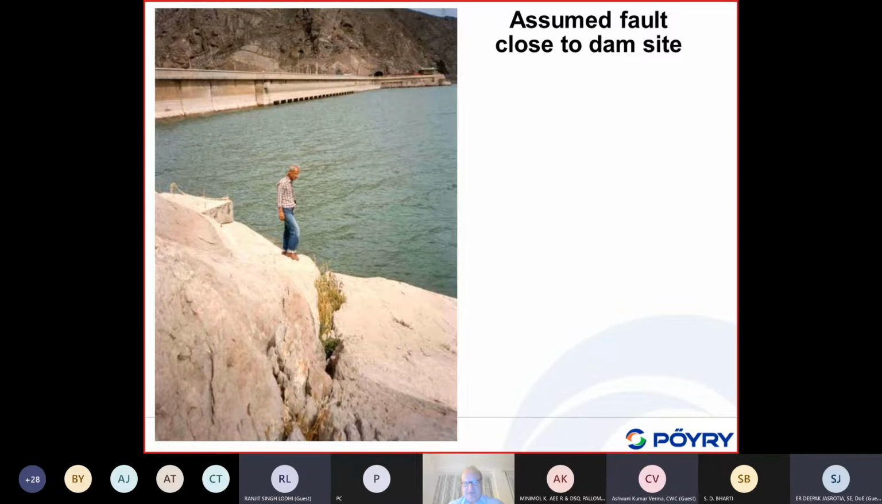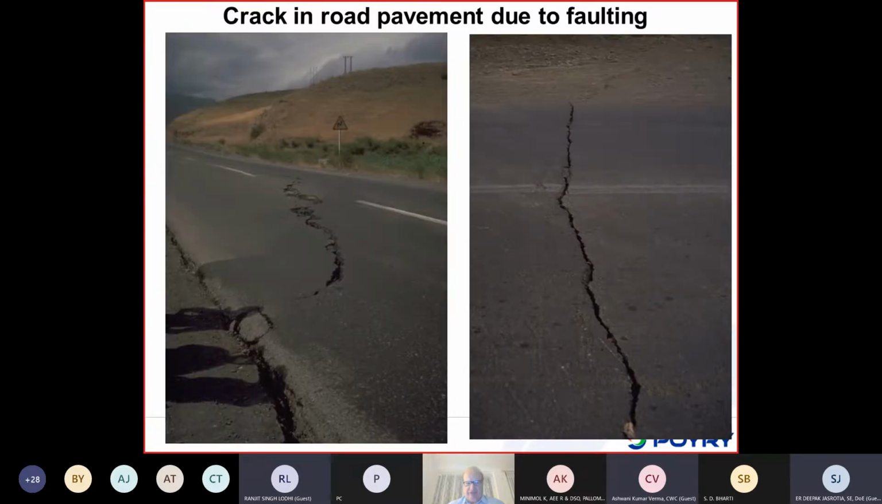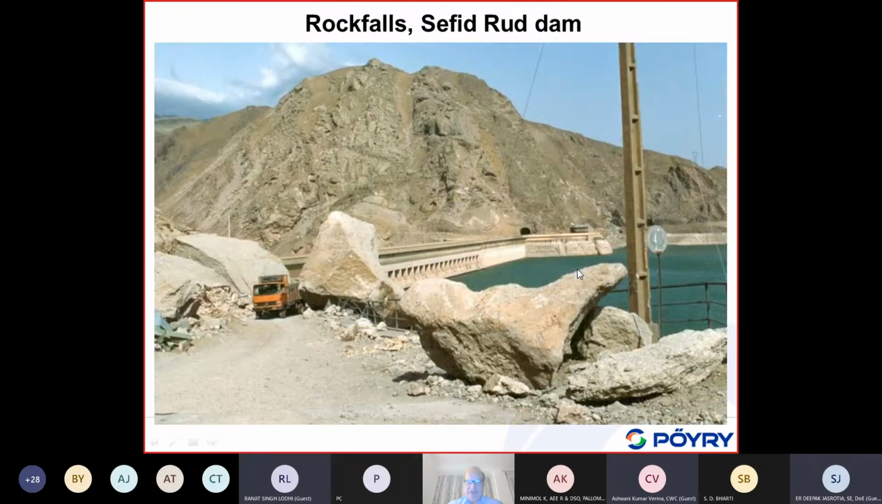He was in charge of the rehabilitation of the dam afterwards, but in this area there were cracks in the access road, and you could see these cracks indicate that a fault or a secondary fault, some parts of a fault fractures, crossed this road at some locations.